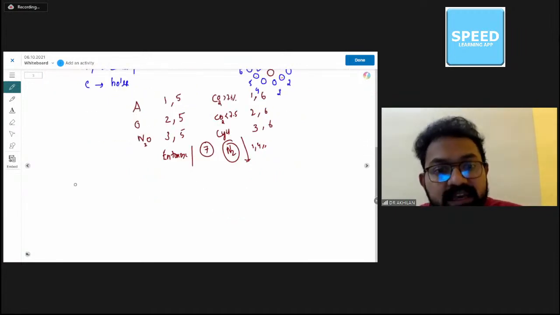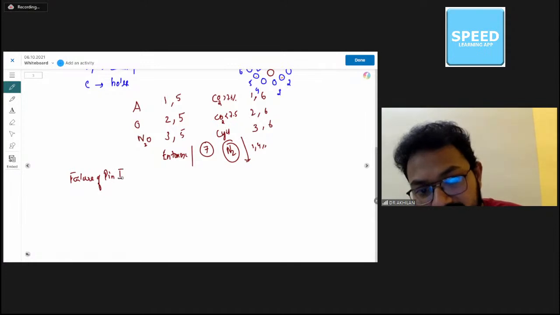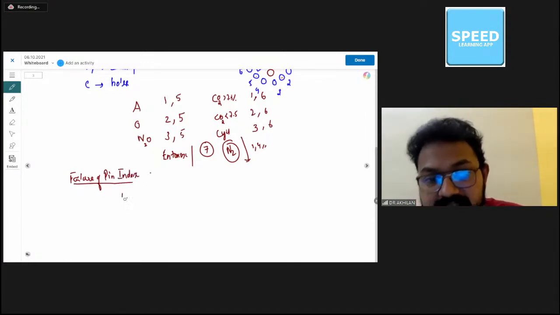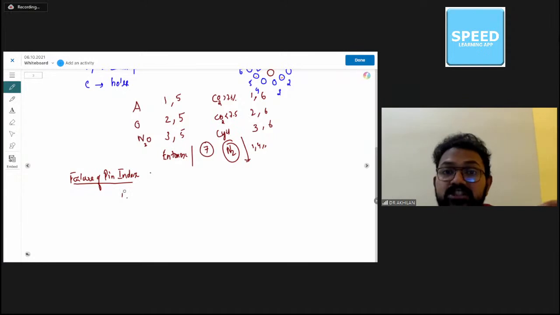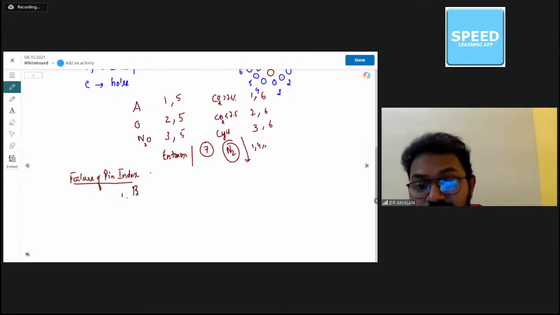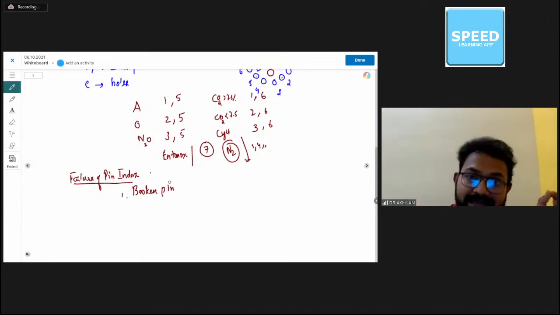So what can lead to the failure of your pin index system, or what are the scenarios where your pin index system can actually fail? First cause, obviously, it works with the principle of holes and pins. Imagine your pins are damaged, broken pins. Then that broken pin can go anywhere, right? So a broken pin is something which leads to failure of your pin index system.